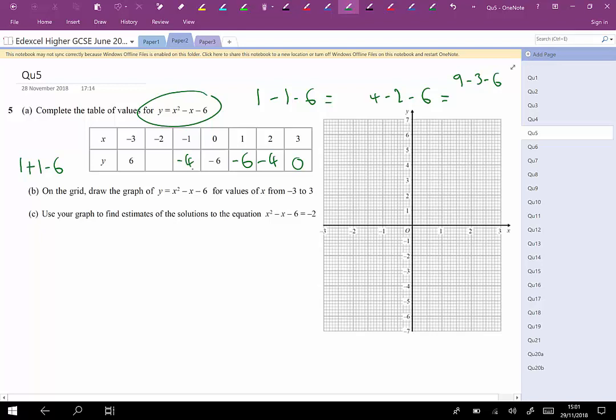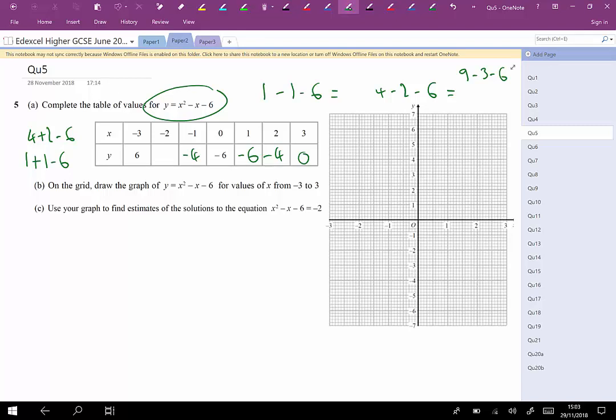Okay, x is equal to minus 2. Minus 2 squared is 4. Minus minus 2, so add 2. Take away 6. If I fill in this last value, it's 0, wasn't it? Did anyone spot that these numbers, minus 6, minus 4, 0, minus 6, minus 4, 0, with a 6 on the end? It's a mirror. It's symmetrical.